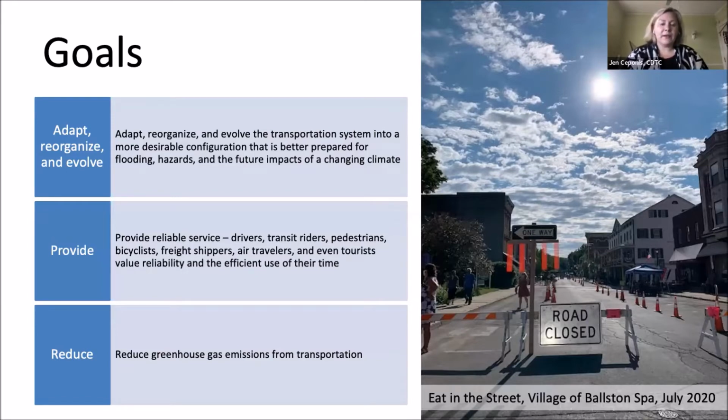So the three goals of resiliency are: adapt, reorganize, and evolve the transportation system into a more desirable configuration that's better prepared for hazards and future impacts of climate change; provide reliable services, since drivers, transit riders, pedestrians, bicyclists, freight shippers, air travelers, and even tourists value reliability and the efficient use of their time; and continue to promote the reduction of greenhouse gas emissions from transportation, whether that's from reducing vehicle trips altogether or electrifying or greening our transportation system in other ways.